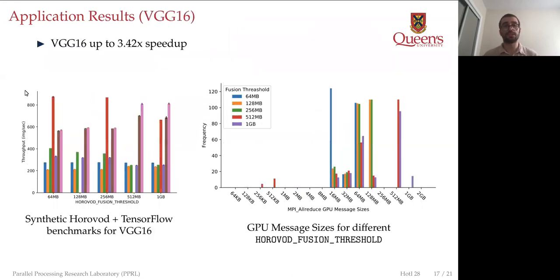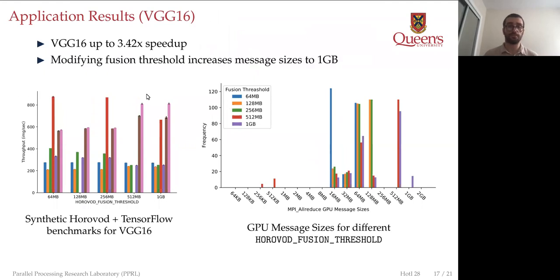And finally, VGG16. For VGG16, we saw a 3.42 times speed up. We saw the biggest speed up for the larger message sizes here. And with this model, playing around with the fusion threshold, we were able to increase it. And this model was very responsive to this parameter.